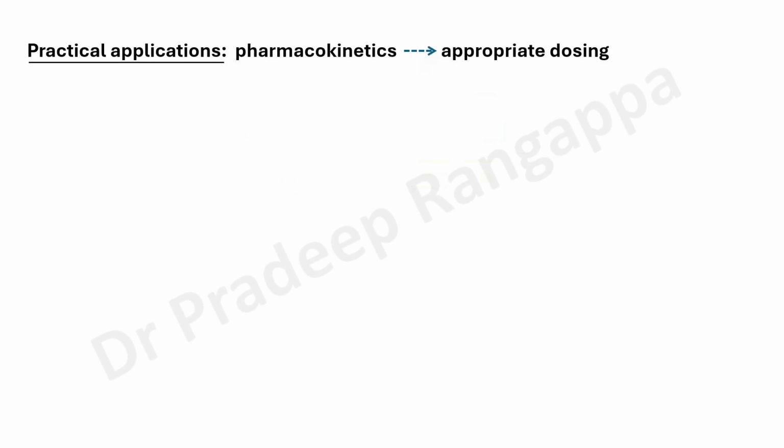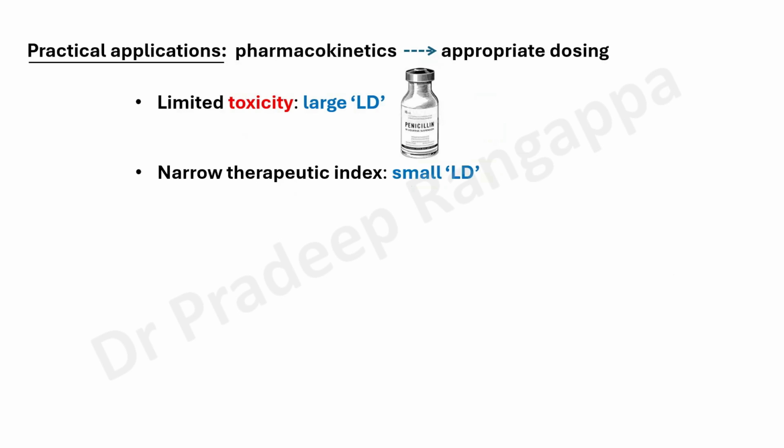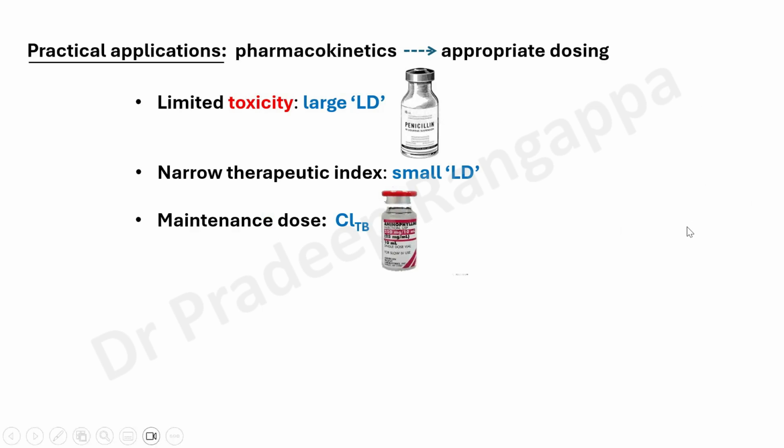So the practical application is that pharmacokinetics are needed for appropriate dosing. If a drug is known to have a limited toxicity, then there is room for you to give a large loading dose. And when a drug has a narrow therapeutic index, then a small loading dose has to be given. And maintenance doses are needed where your total body clearance is smaller, especially drugs like aminophylline, where a maintenance dose has to be used to attain the desired concentration.